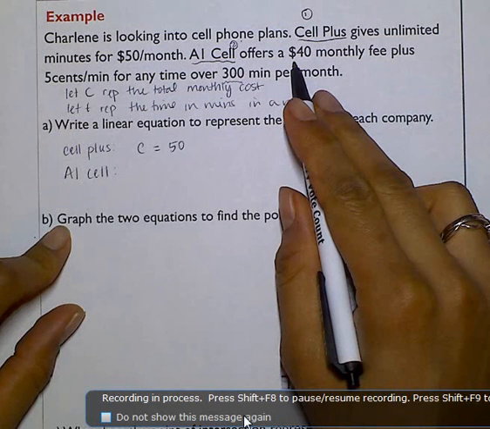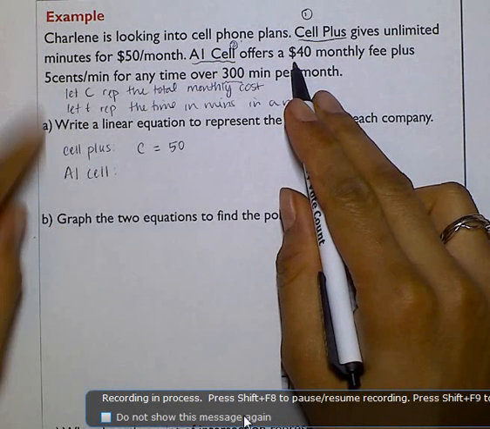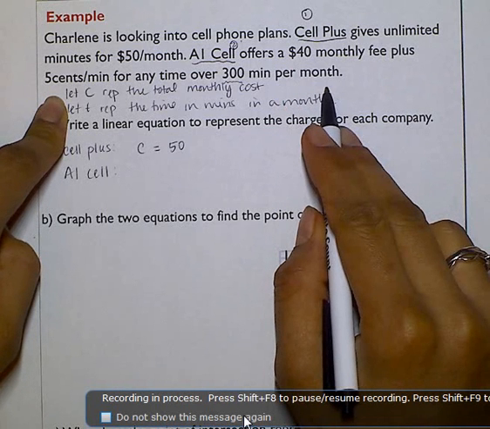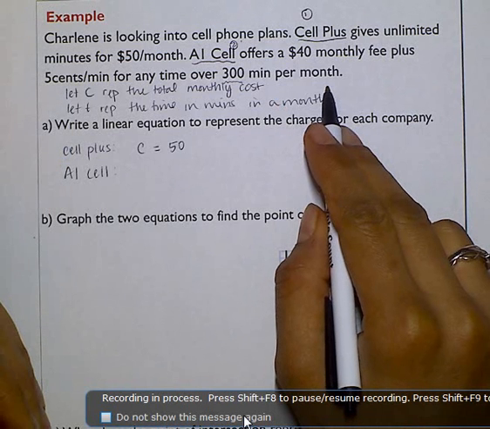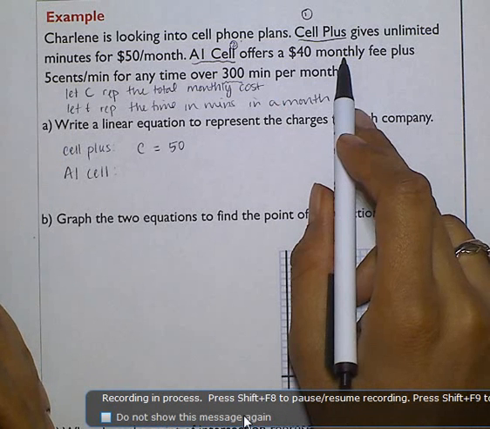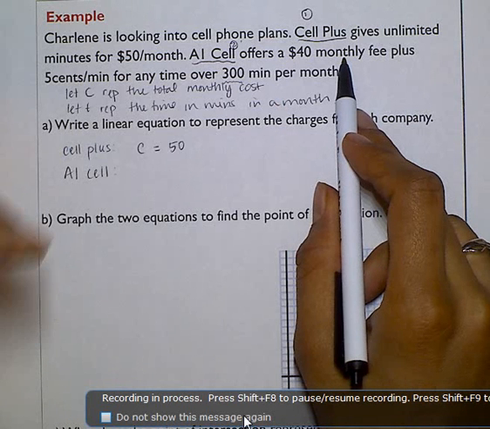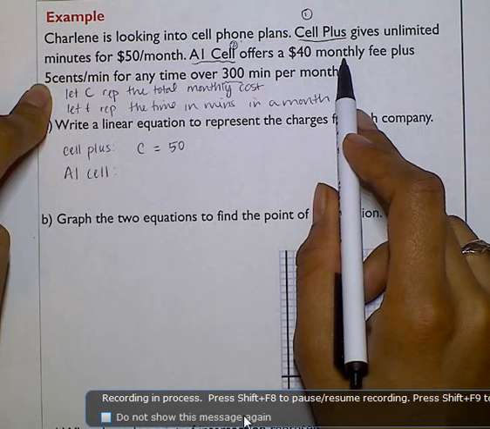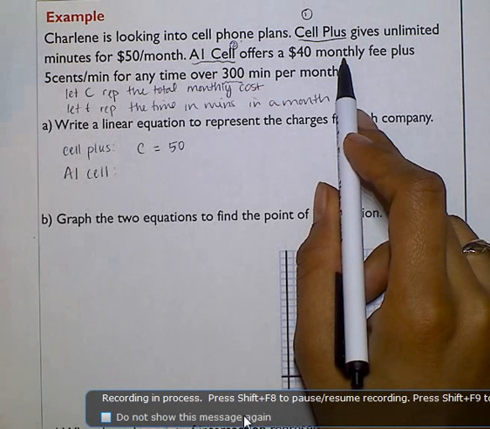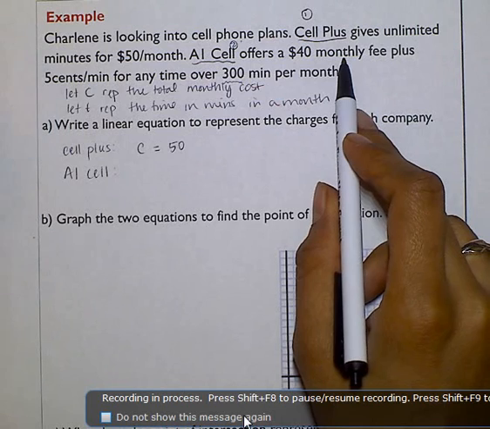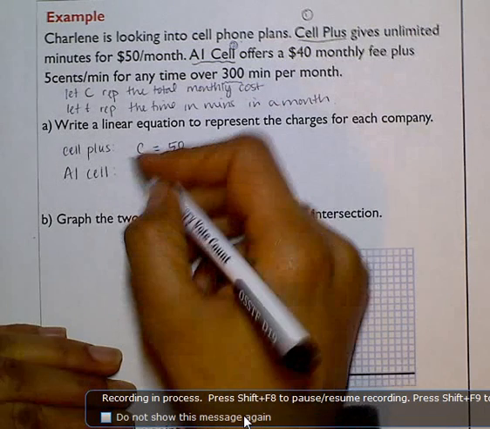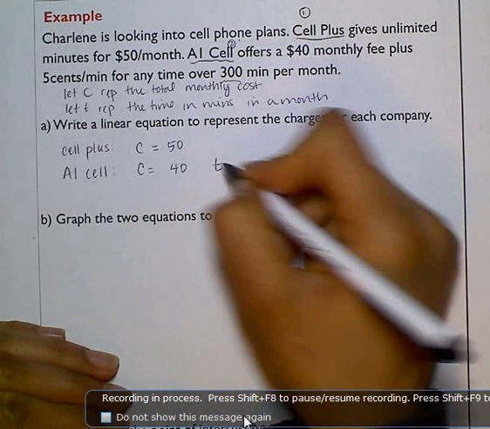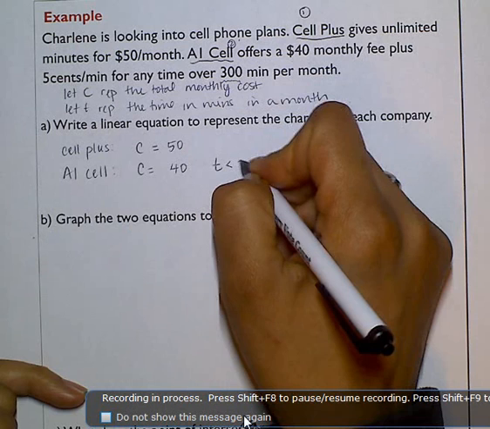Okay, so let's see how this is going to play. In this case, my cost is going to be $40 only if time happens to be less than 300 minutes. But if time happens to be greater than 300 minutes, my equation is going to change slightly. It's going to be 40 plus the 5 cents per minute, and 5 cents is 0.05 of a dollar, so it's 0.05T. And this is only when T is greater than or equal to 300 minutes.